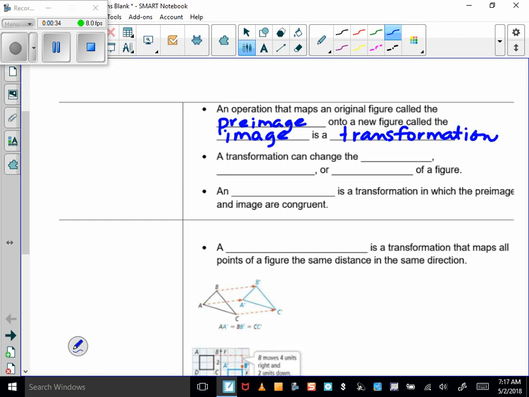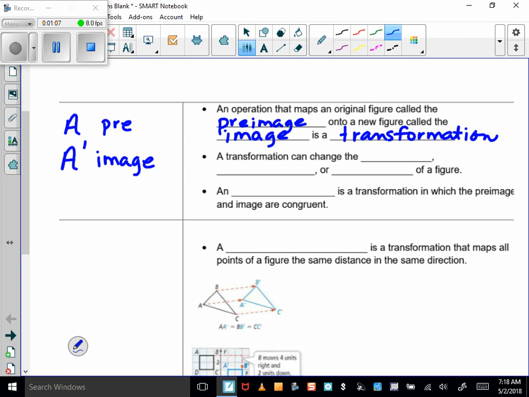All that means is I've got this figure, or it could even be a point, and I'm going to take it and move it in some way, or maybe transform it in some other way. Let's say we're talking about point A, we would call A the pre-image, and once we map it or move it somewhere else, we're going to call it A prime. So this would be the pre-image, this would be the image. That's the way we use that terminology.